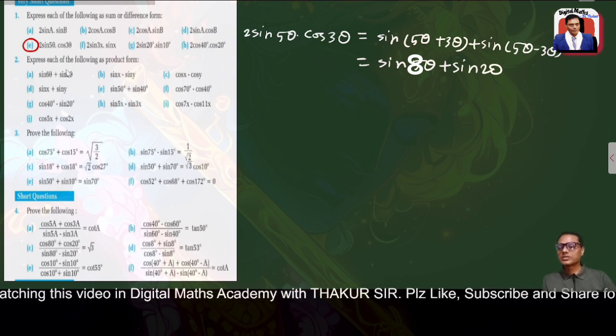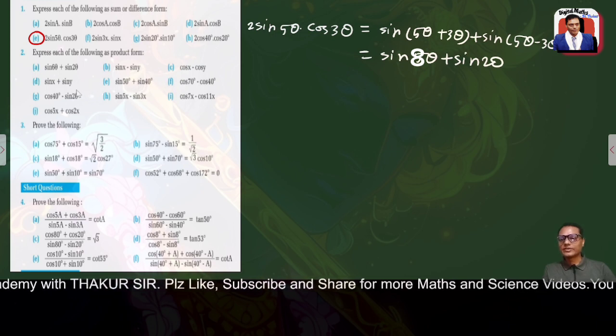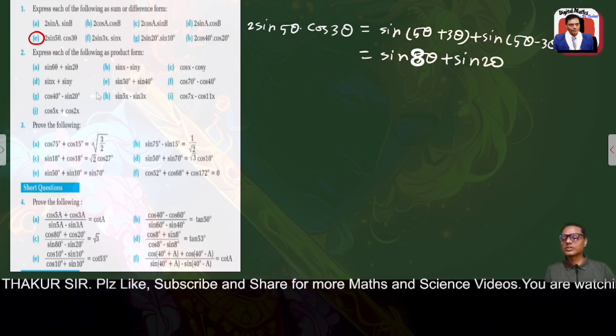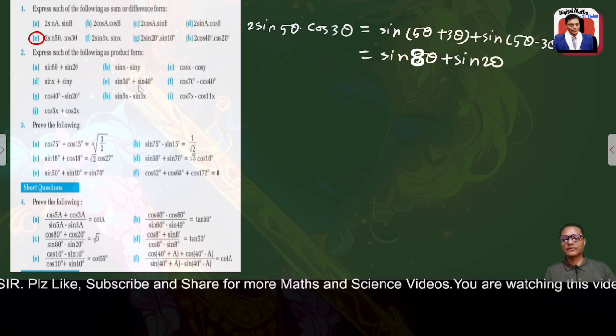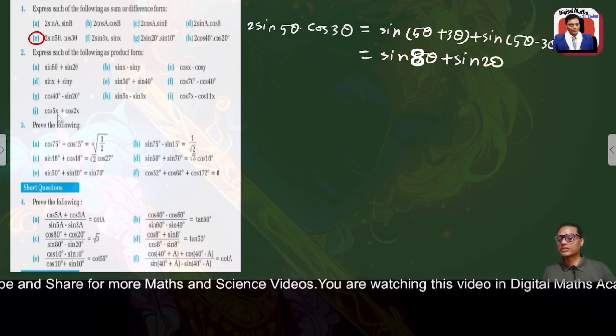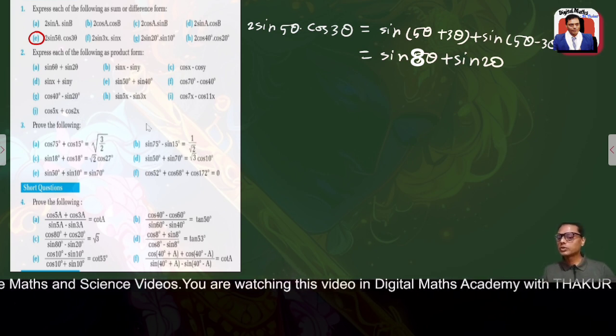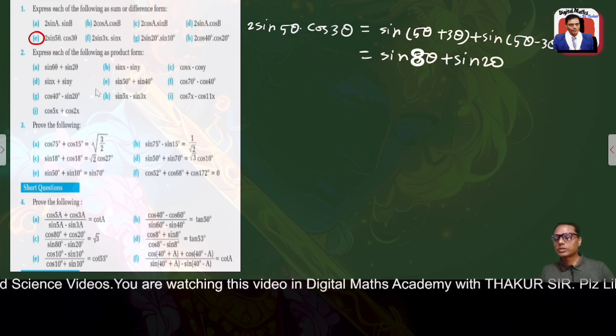So in B number, we see express in product form. So we see we have here sum or difference form. So we are going to change them into product form. So we have to apply the formula of sin C plus sin D, or cos C plus cos D, or cos C minus cos D. So we are going to choose any one question from them. Let's choose the question number here. Any question you can choose.